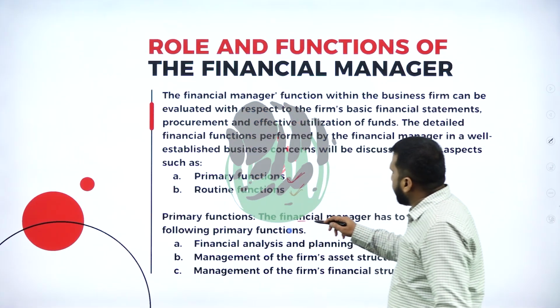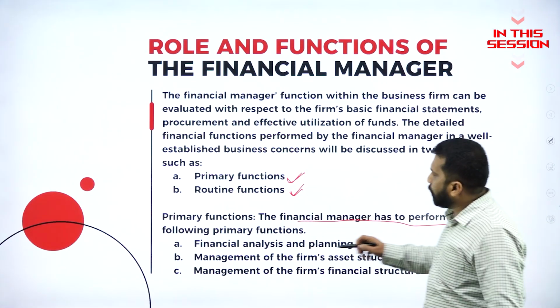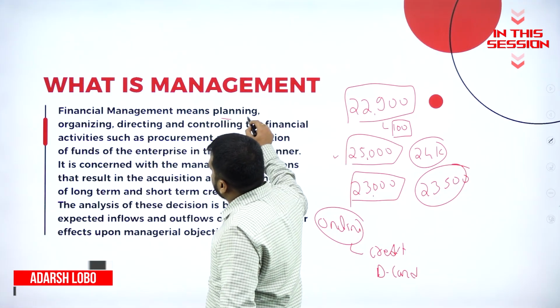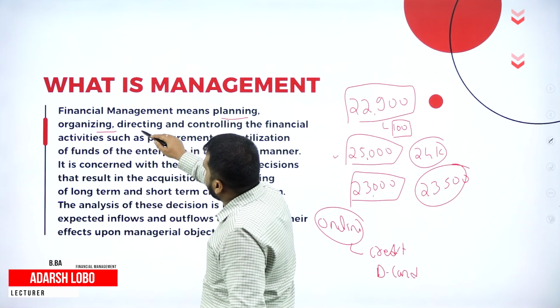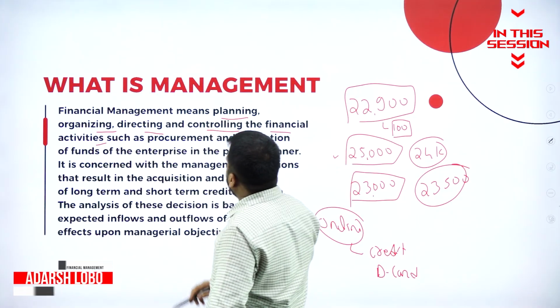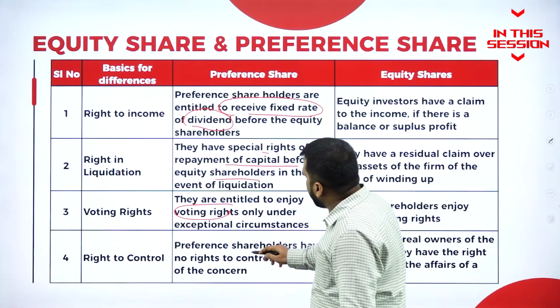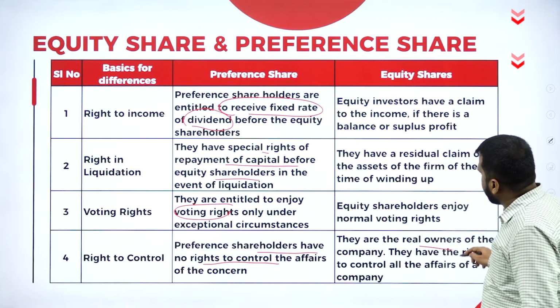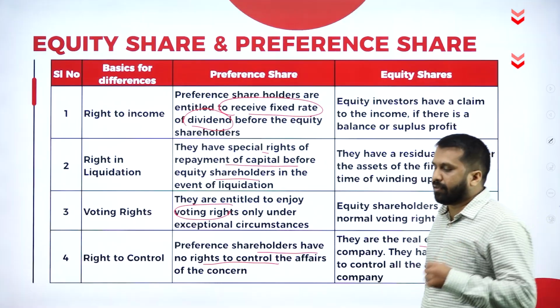Primary function. The financial manager has to perform the following primary function. Financial management means planning, organizing, directing, controlling of financial activities. Right to control. Preference shareholders have no right to control, but equity shareholders have all the right to control.